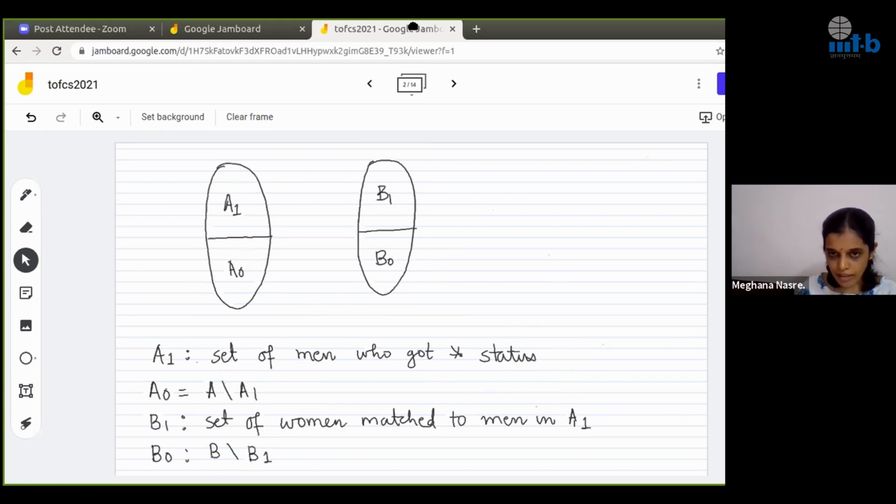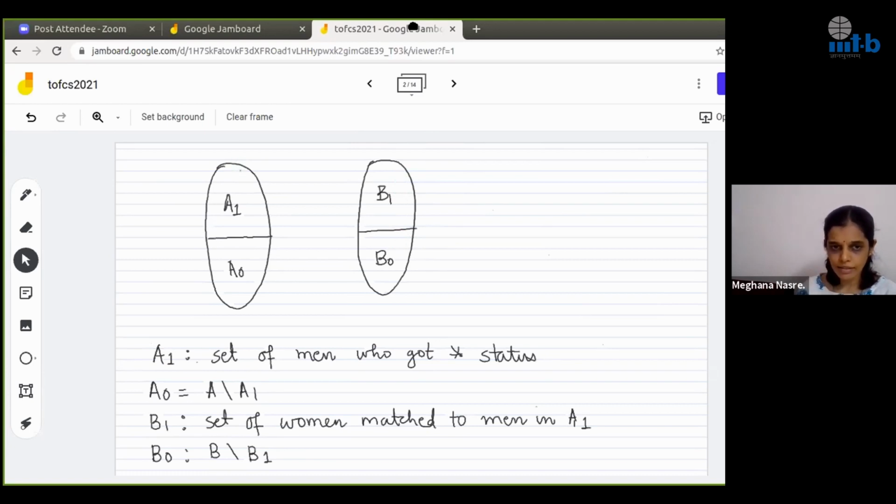And what we will call B1 is the set of women who are matched to men in A1, right? So again, there can be unmatched women. We have not told what we'll do with them, but these women in B1 are the ones that are matched to men in A1. Therefore, again, by the definition, unmatched women cannot lie in B1. So unmatched women, if there are any, must lie in B0, and that is again by definition. So the unmatched women will lie in B0, unmatched men will lie in A1.